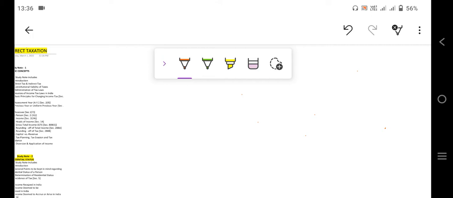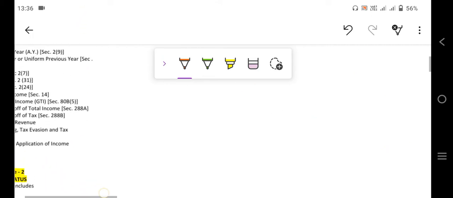So that's all on the items to be considered as income. Students, please read this at least one or two times for your understanding. If you have any doubts, comment below. Next, we continue.